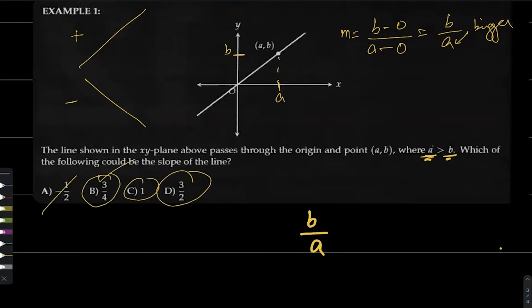Sir, samajh aa gayi, lekin sir, how did you come up with the conclusion of B over A? Why not A over B? Because I just took these 2 points, y2 minus y1 over x2 minus x1.